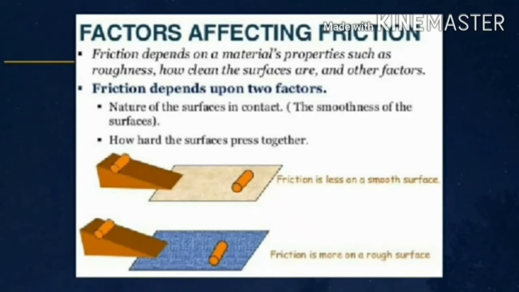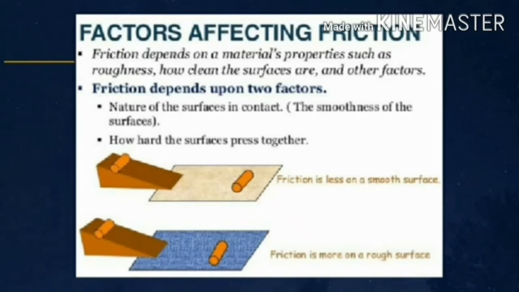Friction depends on the smoothness or roughness of the two surfaces which are in contact with each other. When the two surfaces in contact are smooth, then the friction between them will be small, and when the two surfaces in contact are very rough, then the friction between them will be very large.